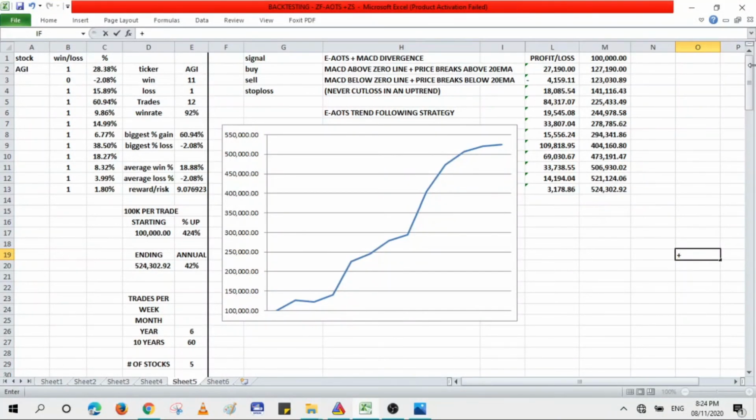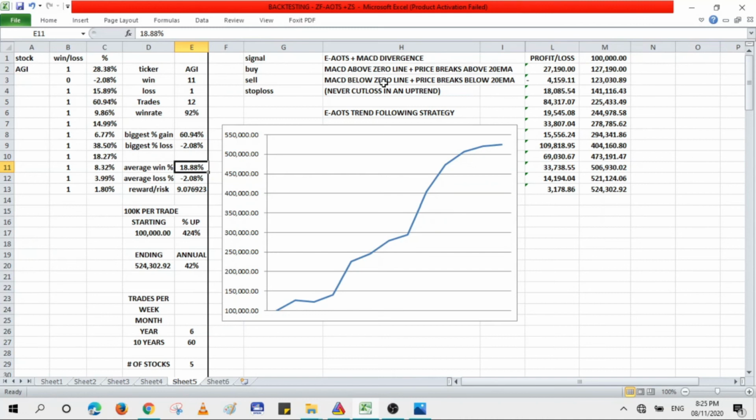So, this is our backtest result. On AGI, we have a total of 12 trades. Our winning trades are 11 and we have only one losing trade. So our win rate is 92%. Our biggest gain is 60.94. Our biggest loss is negative 2.8.